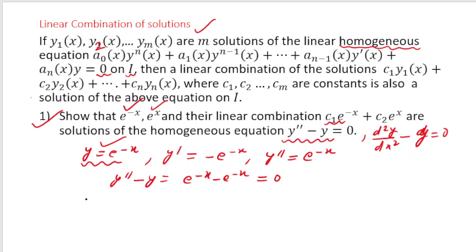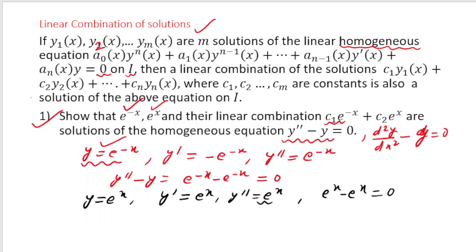Similarly, if I take y is equal to e to the power x, it will also satisfy it, because if I find y dash, this is e to the power x and y double dash is also e to the power x. So if you put it in this equation, what is y double dash? Y double dash is e to the power x, and y is e to the power x, so e to the power x minus e to the power x is equal to 0. So we have noted that y is equal to e to the power minus x is a solution, and y is equal to e to the power x is also a solution.